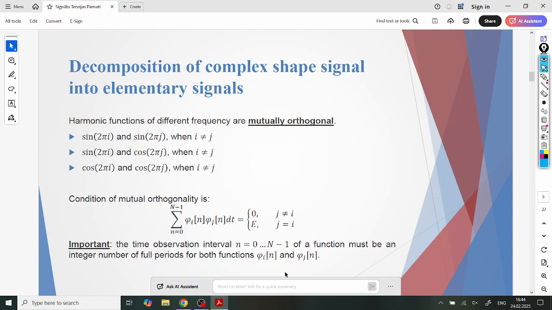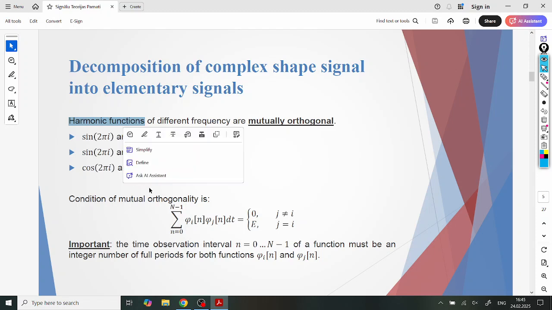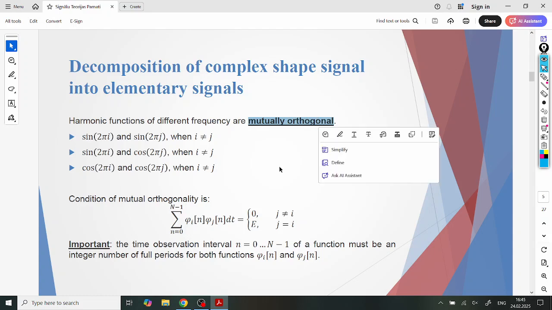They are also the components which do not really change their shape once they are passing through some systems. Now, it's also important that we can, for these harmonic functions, quite easily prove their orthogonality. Well, we care about their mutual orthogonality. We don't necessarily consider that they have to be orthogonal in general. They just need to be orthogonal between two of them.